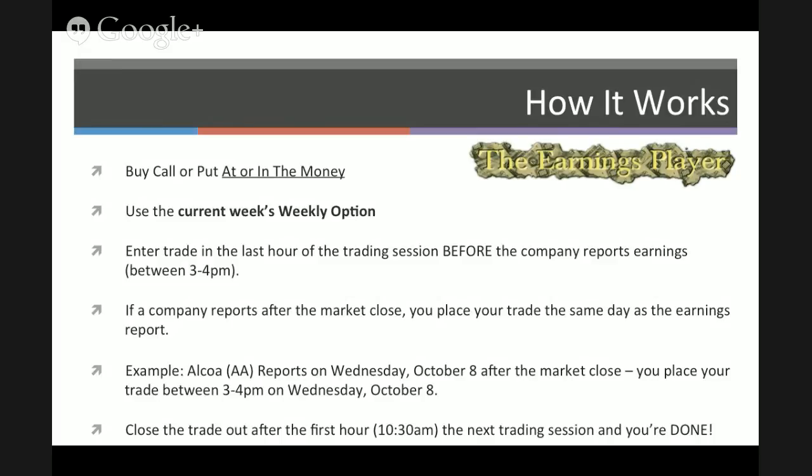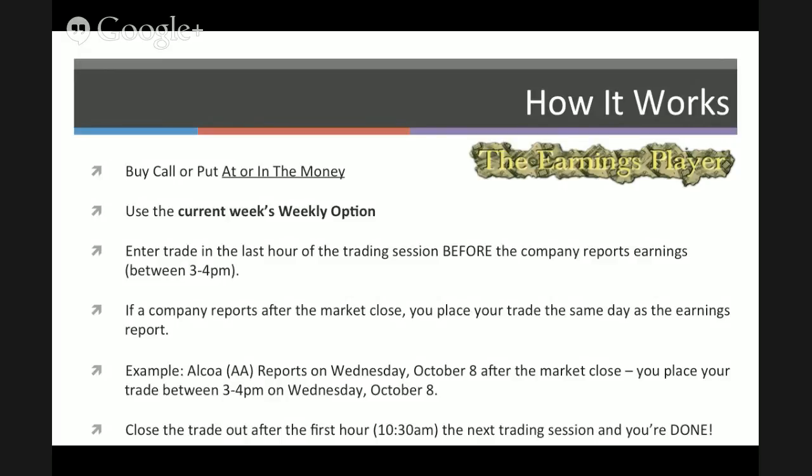Alcoa then reports after the close, and then we'll get our results the next morning, and we'll be able to close our trade out typically after the first hour of trading. Sometimes if we have a big winner, we'll let that trade run until the close, until about 3 p.m. that same day. We've done that a few times, and that has given us sometimes additional 50 or 100% gains on top of a significant move.